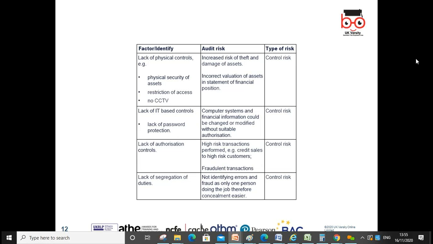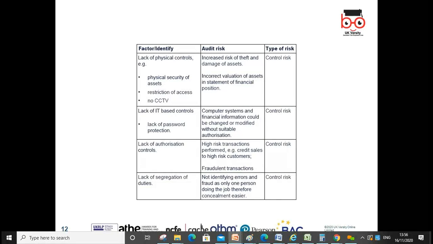Lack of password, yes, there is no system in place. So that's a control risk. Lack of authorization: who is authorized to do things? Anybody can give credit to anyone, anybody can receive money from the customer, anybody can raise the purchase order. So this is the control risk.